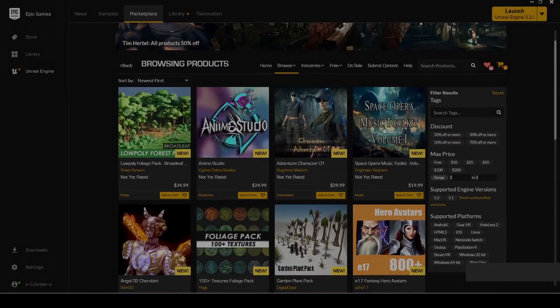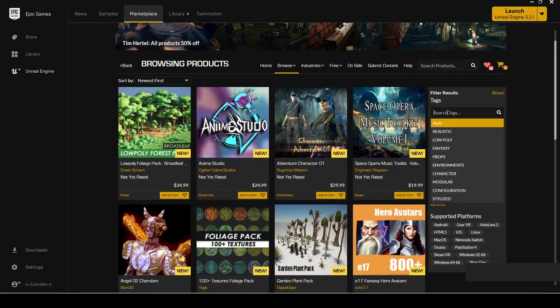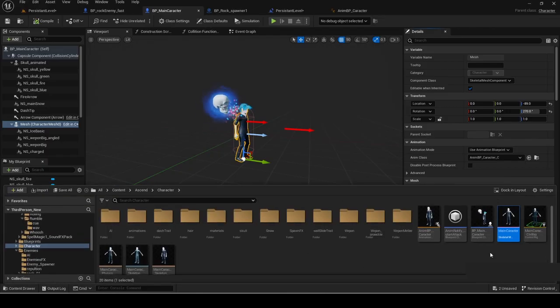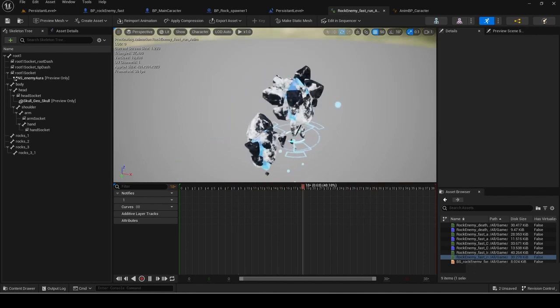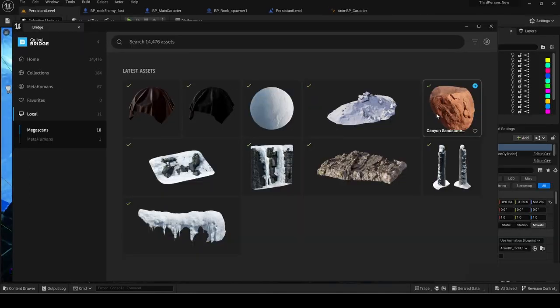But this is where the Epic Store comes in. Unreal Engine has a really nice marketplace where creators can buy and sell the stuff they make. This is really good for indie developers like myself. Most of the elements, characters, enemies were made by me, and for the terrain I used Megascans and also other stuff that I had made.